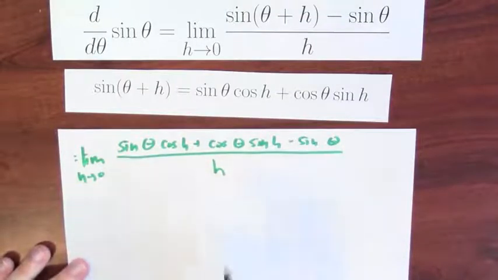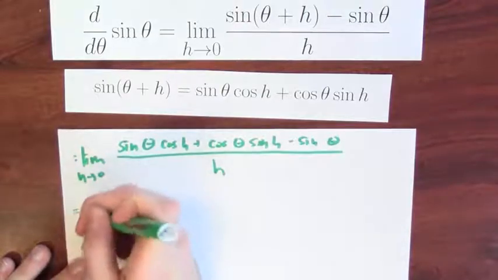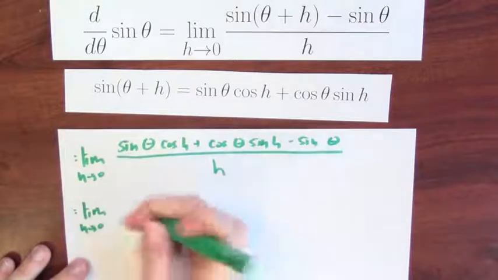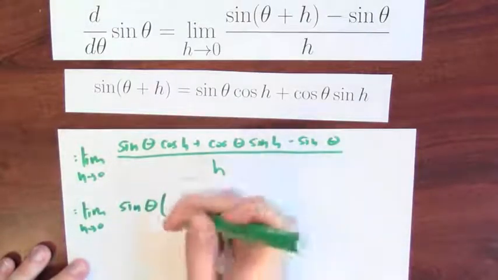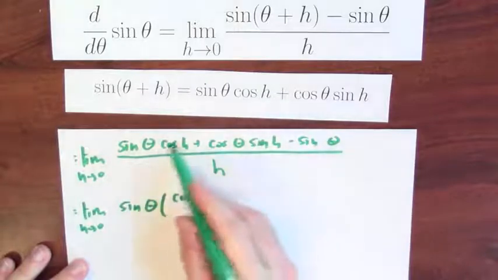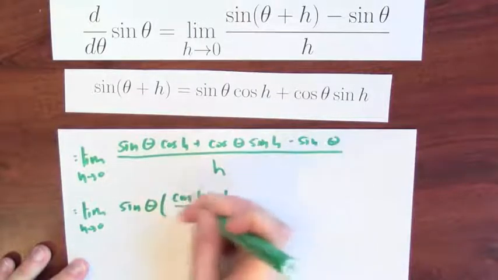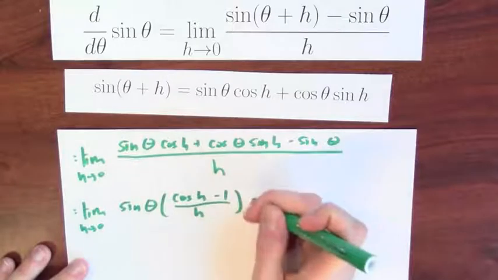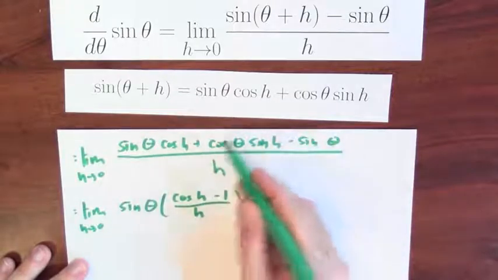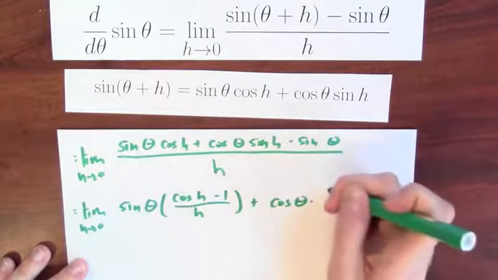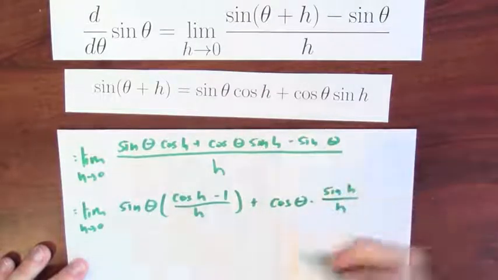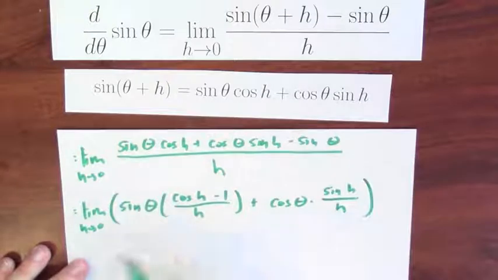Now I can simplify this a bit. I've got a common factor of sine theta, so I can pull that out. This is the limit as h approaches 0. Pull out that common factor of sine theta. What's left over is cosine h minus 1 over h, plus I've still got this term here, cosine theta sine h over h. I'll write that as cosine theta times sine h over h. Alright, so this limit calculates the derivative of sine.